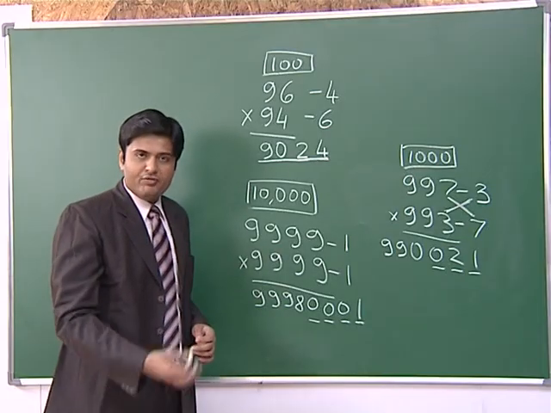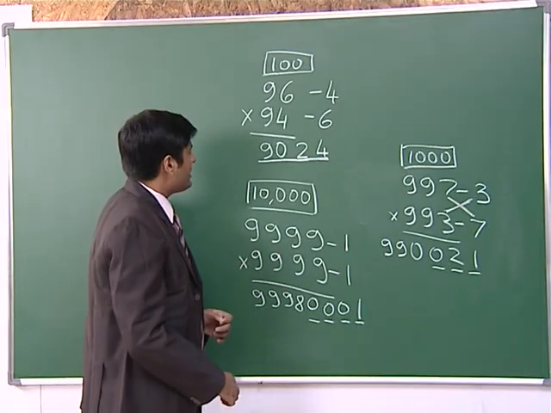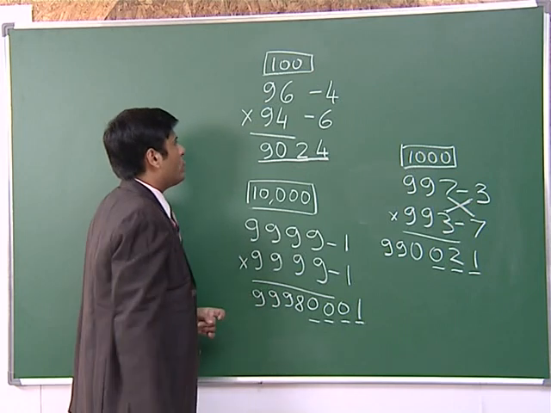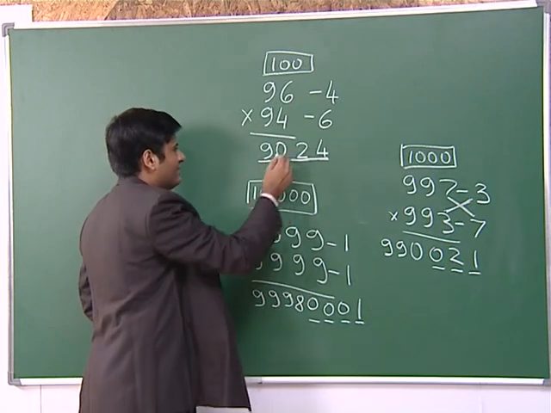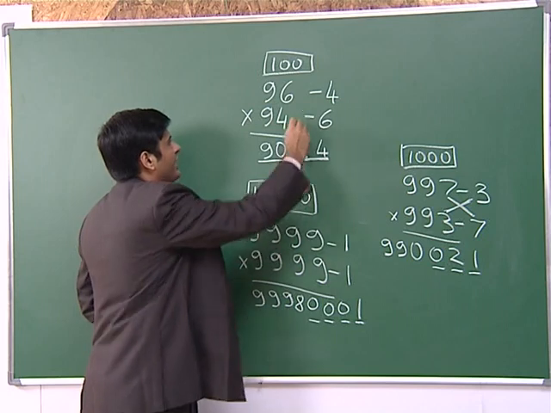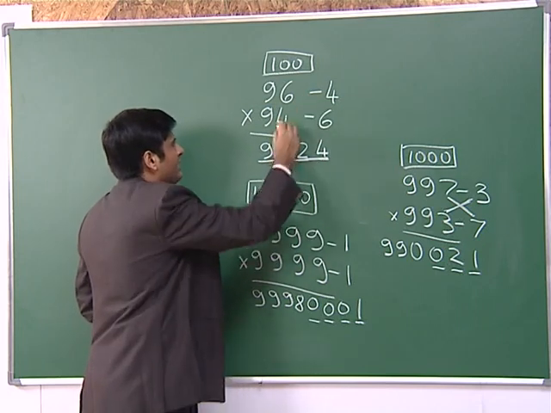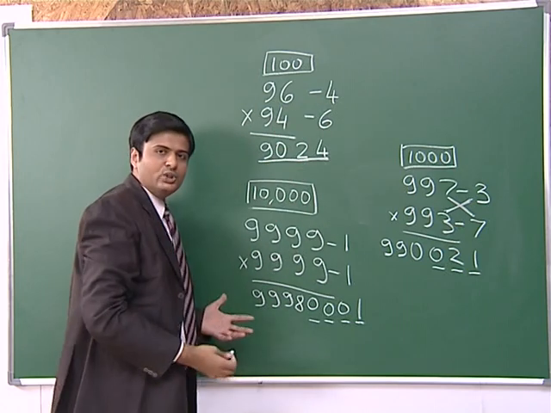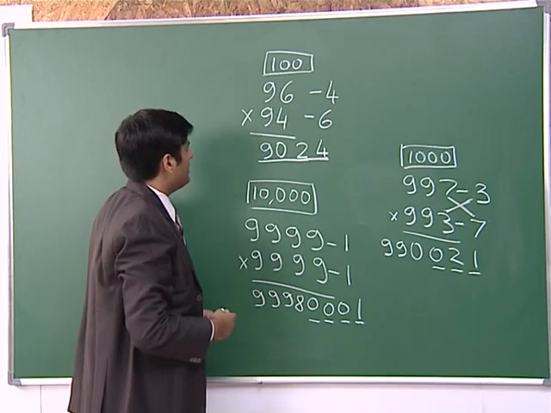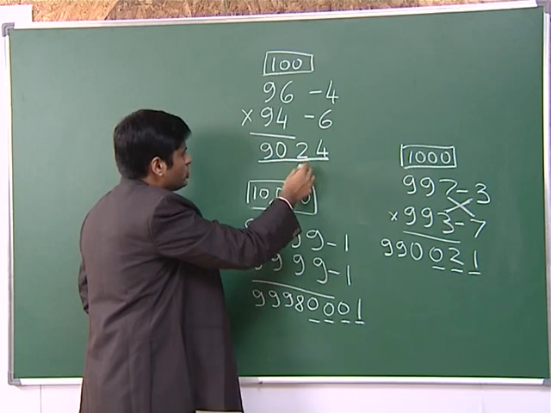I multiplied the differences. And the last step said find the cross answer. So I took 96 minus 6 is 90, or I could have taken 94 minus 4 is 90. This also gave me 90, this also gave me 90. Both the cases will always give you the same answer. Your final answer is 9024.